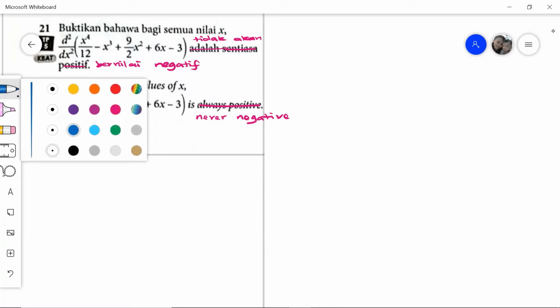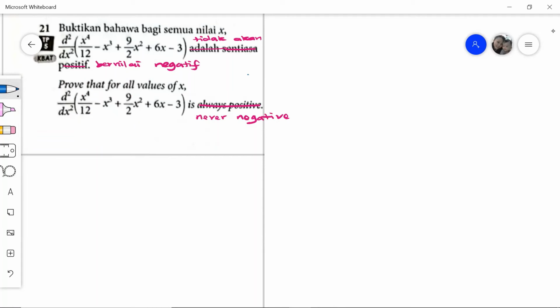Now let's look at this question. How do we solve that? We have to prove that second order of this derivative. Okay, so that means let the y be x to the power 4 over 12 minus x cubed plus 9 over 2x squared plus 6x minus 3.